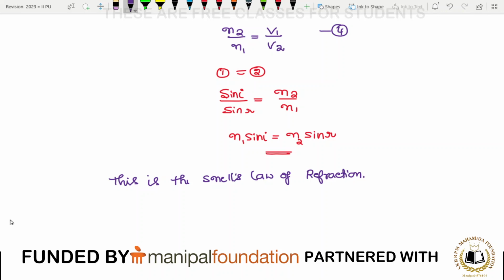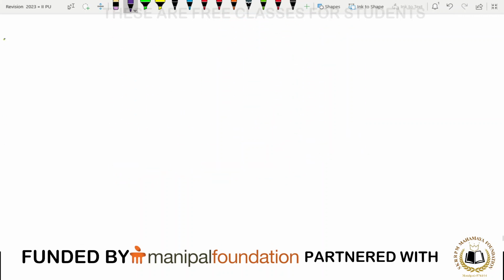Okay, now we'll solve some numericals based on this wave optics chapter itself, based on fringe width or Young's double slit experiment. We can try one or two questions based on this one. So take the question now. One or two questions we'll solve here.